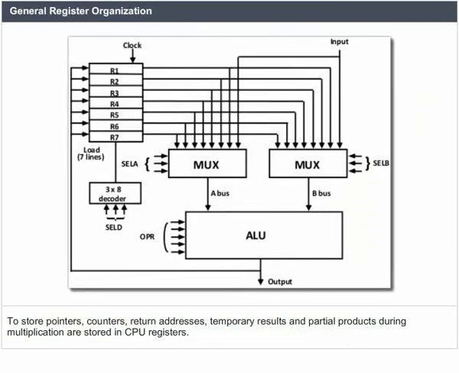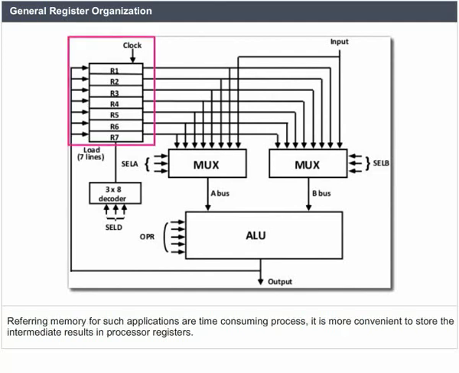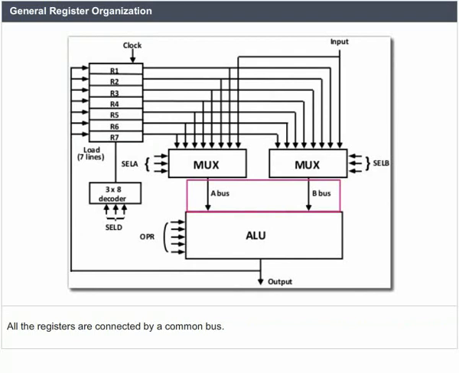Pointers, counters, return addresses, temporary results, and partial products during multiplication are stored in CPU registers. Referring to memory for such applications is a time-consuming process. It is more convenient to store the intermediate results in processor registers. All the registers are connected by a common bus.